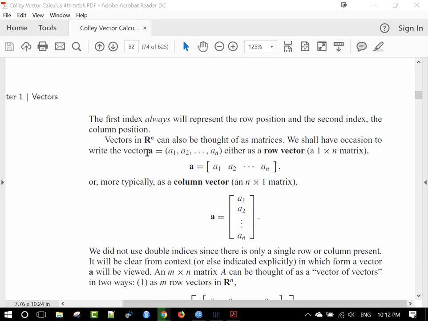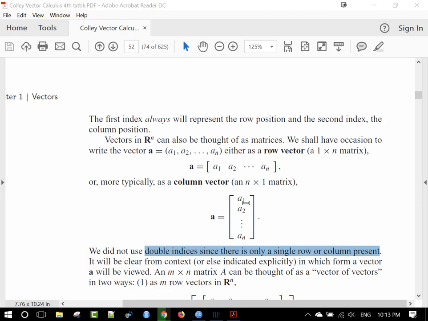They say if you have a vector in Rn, you can think of that as a matrix. So if you have this vector, you can think of it as a row vector, a matrix with one row. They say more typically it's thought of as a column vector, like this. But either way is possible. They say they don't use double indices since there's only a single row or a single column.